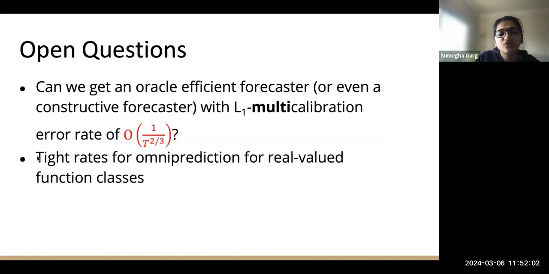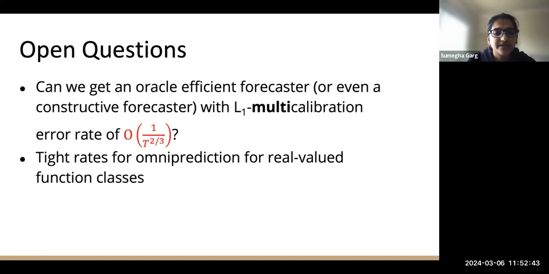So one open question is, can we get tight rates for omniprediction for real valued function classes? There is evidence that this is a limitation of going through the swap regret kind of algorithm, where there is a bottleneck if you want an algorithm that uses a swap regret algorithm. So maybe we would need different algorithmic techniques to get tight optimal rates for real valued function classes for omniprediction.